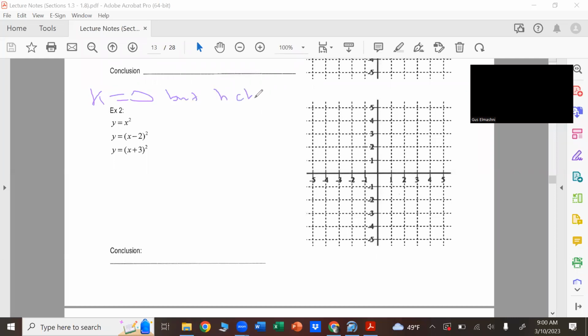But H changes. Why is it any different than the first one? Because now you're doing it on the inside. So here H is going to be 0. Yeah. H is going to be 2. And H is going to be -3.